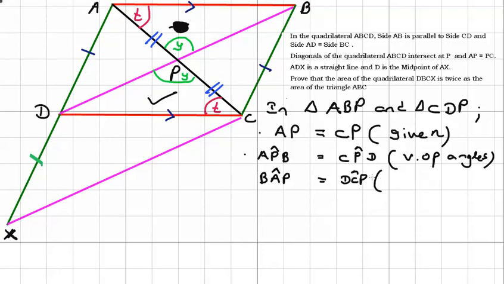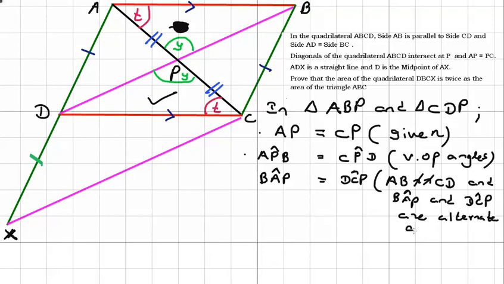Or as you can say, AB parallel to CD, and BAP and DCP are alternate angles. You can write the reason in this way too. So what you got to communicate to the one who's marking the paper is that you know that when the lines are parallel, alternate angles are equal.